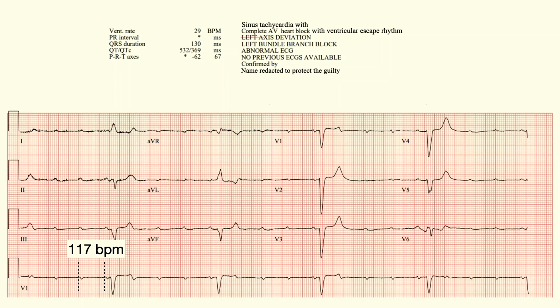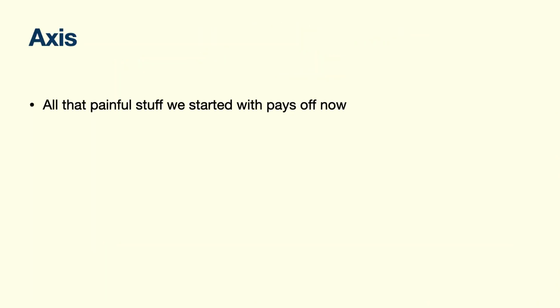There is no left bundle branch block. There is no left axis deviation. That's just the ventricular escape rhythm. So that's why that morphology stuff matters. That's why reading rates matters, because the EKG machine is just going to give you one rate, which is probably the ventricular rate. That may not be the only rate you care about.